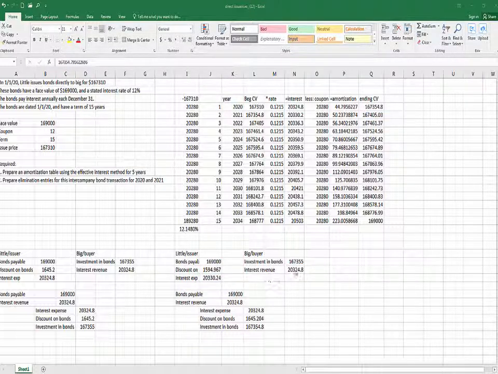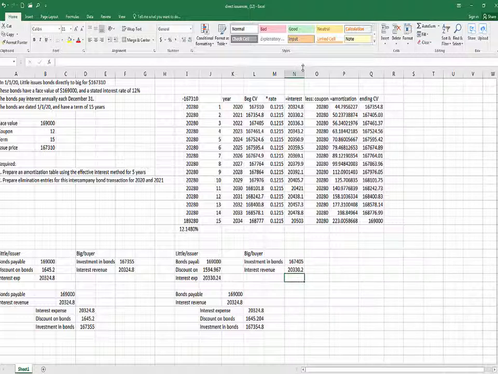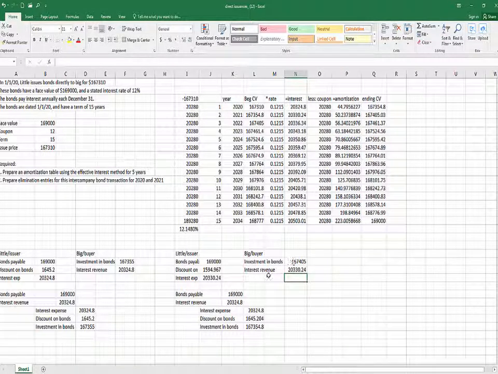Okay, similarly, the investment in bonds at the end of the second year is now 167,405.03. Interest revenue, again right off the table, 20,330.24. Again, interest expense is the mirror image of interest revenue. The carrying value of the bond liability is equal to the carrying value of the bond asset. So again, now it's simply a matter of getting rid of all these accounts.